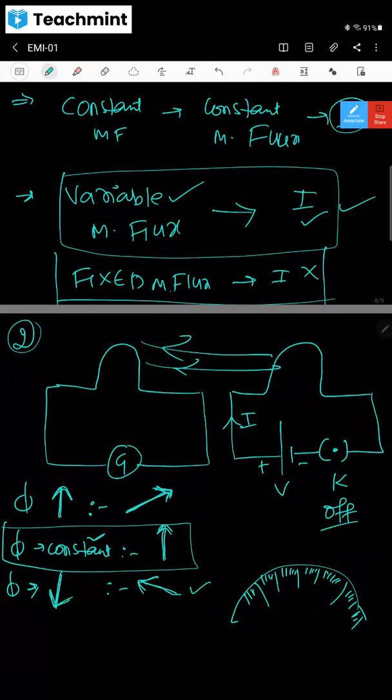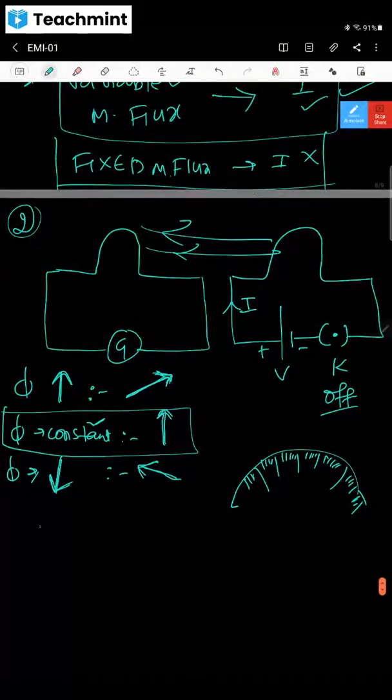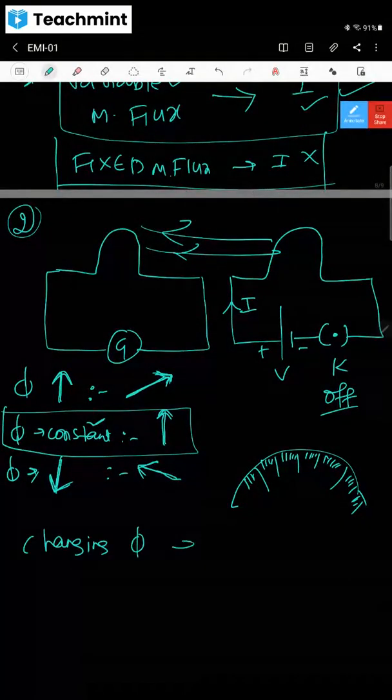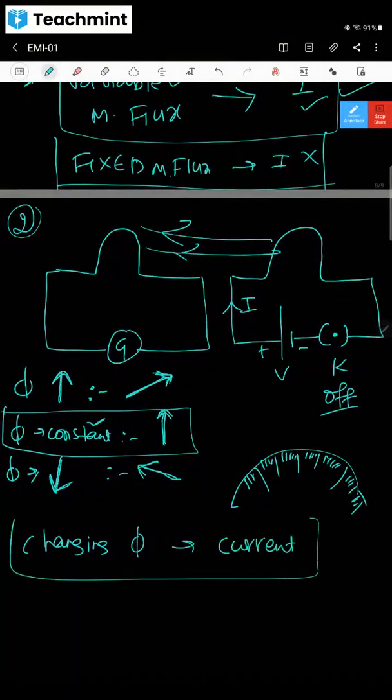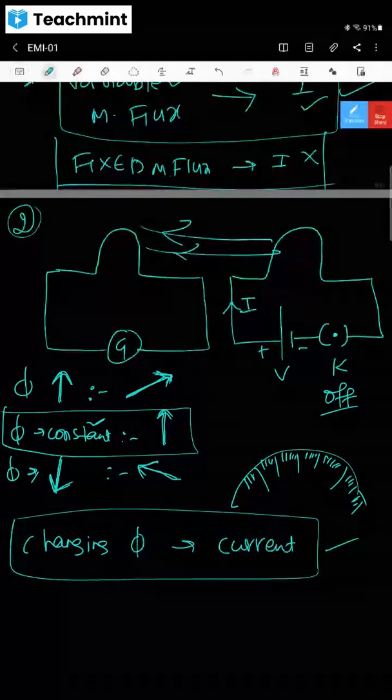By conducting this experiment, we get to know that constant magnetic flux does not produce current. Changing magnetic flux produces current. So again, I am telling you, changing magnetic flux will produce current. Is it clear? Is it clear whatever I have explained? Yes, sir. Okay. Changing flux will produce current.